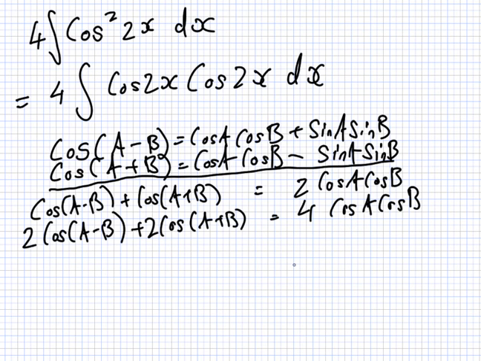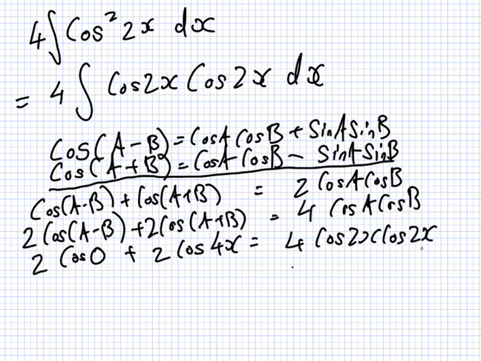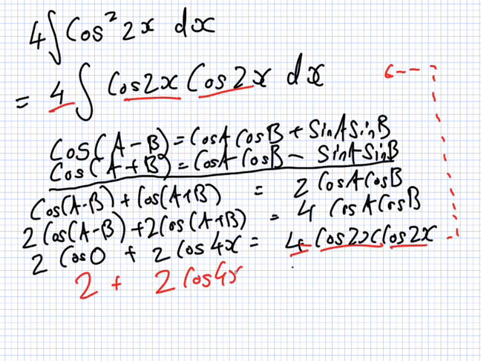Then on the next line I make A equal B equal 2x. So this would be 2 cos 0 plus 2 cos 4x equals 4 cos 2x cos 2x, which you can see is exactly the same as what I have back in the question here. I have a cos 2x, a cos 2x, and a 4. So I can replace it with this. And by the way, cos 0 is 1. So this is 2 plus 2 cos 4x.